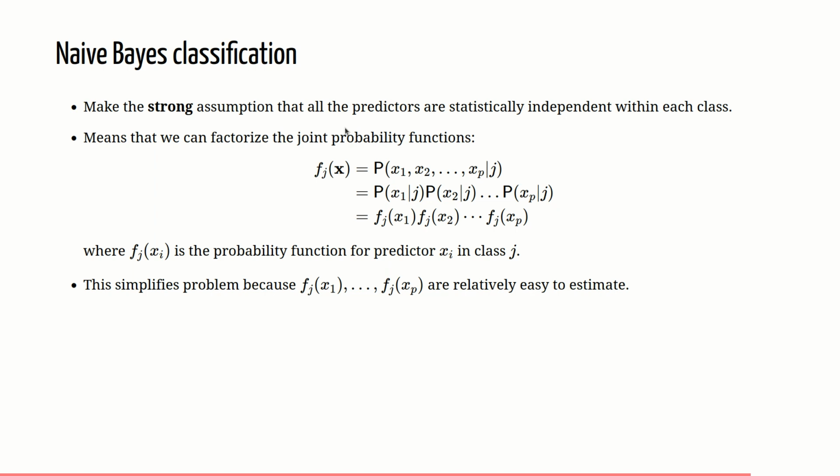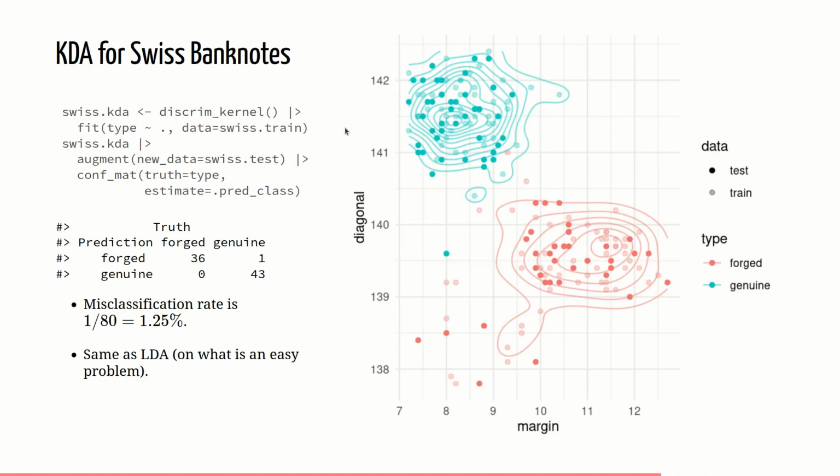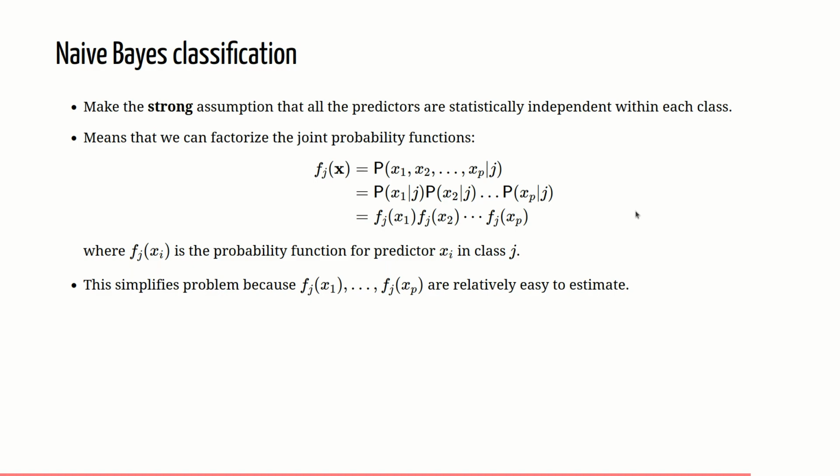And actually, for the Swiss banknote data, that's actually a pretty sensible thing to do, I think. So this is what the distribution looks like. So within the blue class, there doesn't seem to be a lot of correlation there, does there? Within the red class, maybe there's some correlation. So there's an increasing trend between margin and diagonal, but it's not super strong. And so making the assumption that these two things are independent is probably going to work quite well.